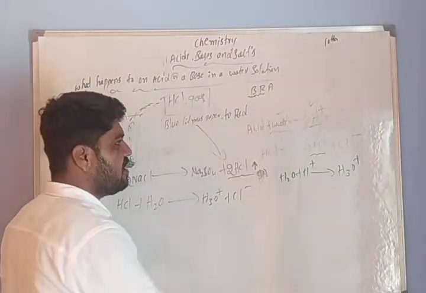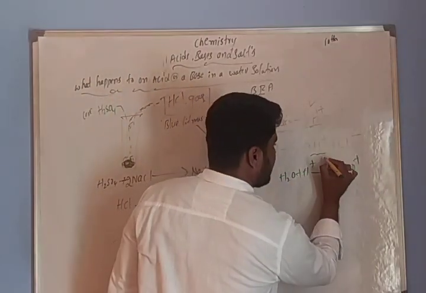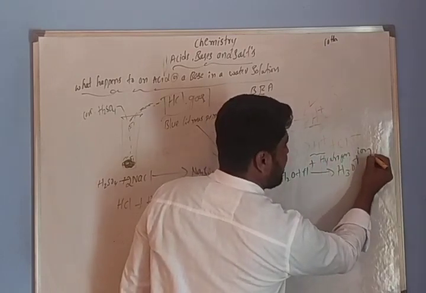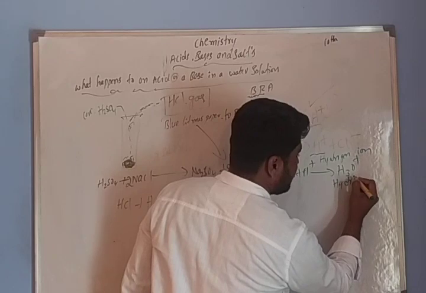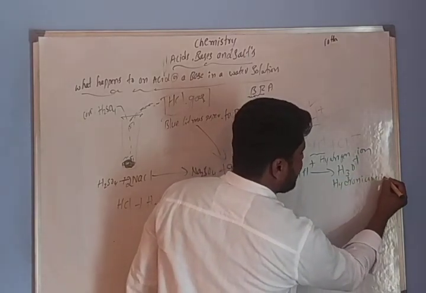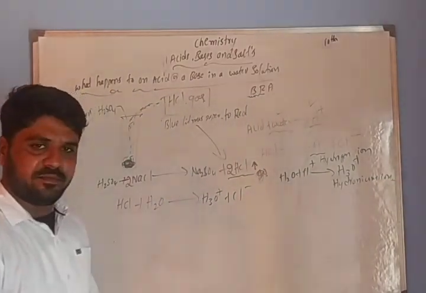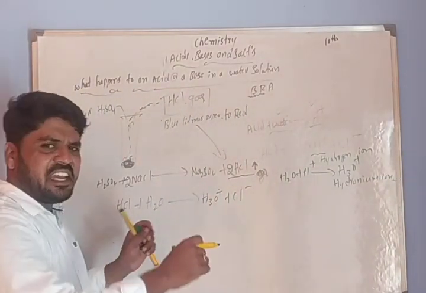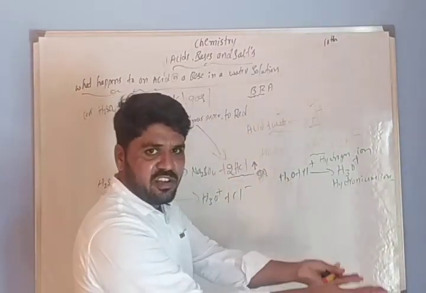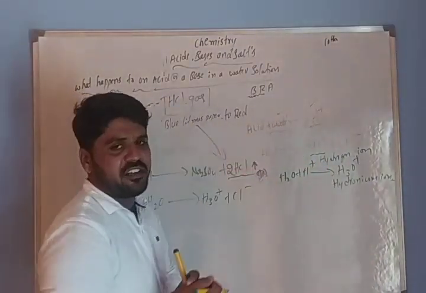This we call as hydrogen ion, that we call as hydrogen ion or hydronium. This H3O plus we call as a hydronium ion. You can take any acids.